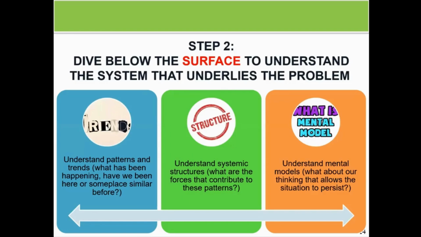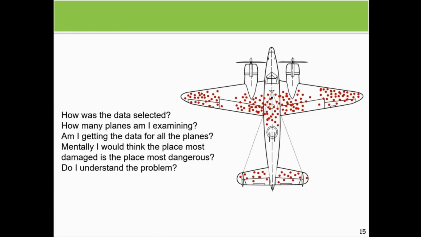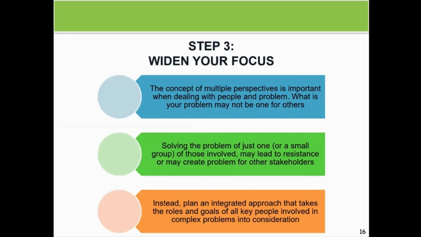Step 2, dive below the surface to understand the problem, right? So understand the patterns, strands, systematic structures, and also your mental models. Remember, like cognitive bias and all that. Be very, very wary of your cognitive bias, your confirmation bias, so to speak. So be careful of those kind of things, right? So you can ask questions like, how was the data selected? How many planes are you examining? What are the planes type that you're examining, and all that kind of questions you can ask on step 2.